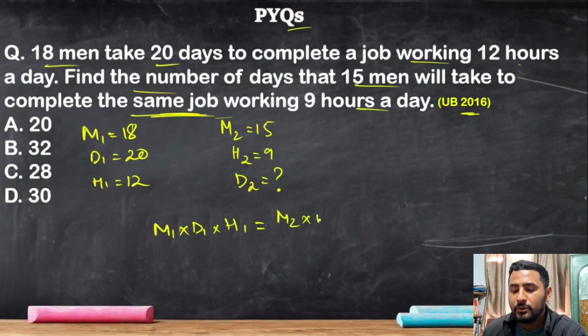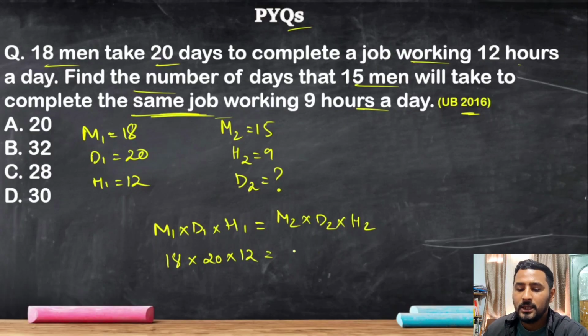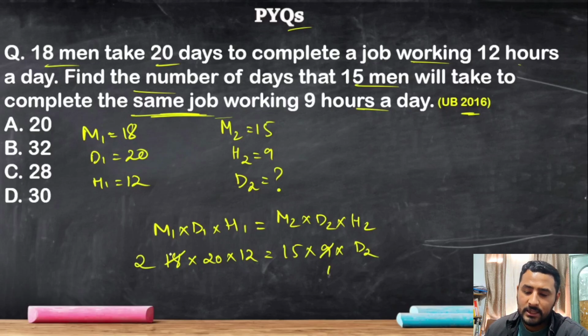M2 into D2 into H2. So our M1 is how much? 18 into 20 into 12 equal M2 is 15 into 9 into, we don't know, D2. Let's put it like that. Now cancel. 9 1s are 9, 9 2s are 18. Then here also I can cancel. 3 5s are 15, 3 4s are 12. 5 1 is 5, 5 4s are 20.